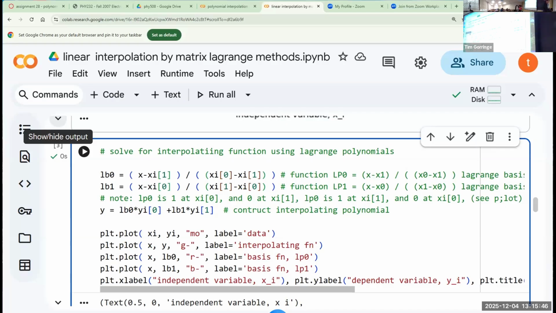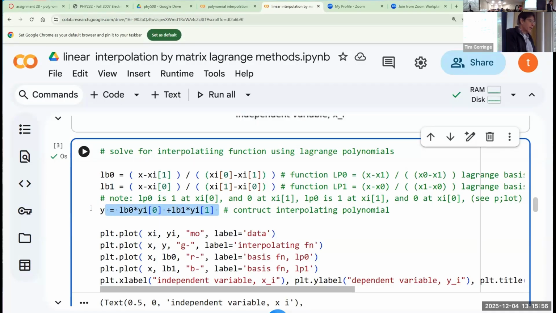And so, after defining the basis vectors, like after defining the Vandermonde matrix, we calculate the interpolating polynomial by the summation of basis vectors, weighting them with the y value. That's all we have to do.